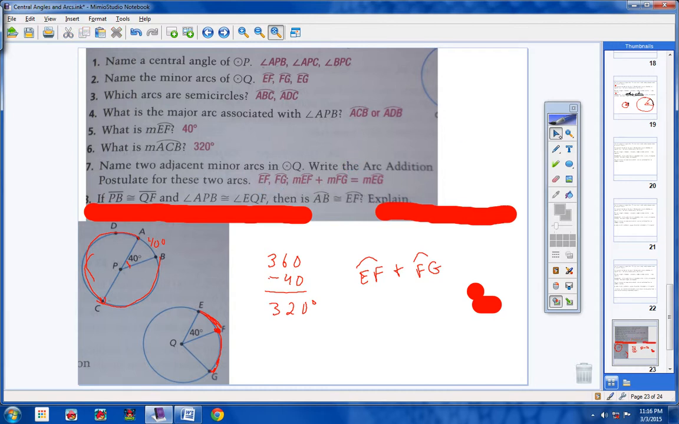Then it says to write, I didn't see this, sorry students, write the arc addition postulate. Sure, no problem. If we take the measure of arc EF, this arc here, plus the measure of arc FG, this arc here, we will get the measure of arc EG, which is what they have written right here. That's pretty simple, guys. This arc here plus this arc here equals the entire arc from E to G.